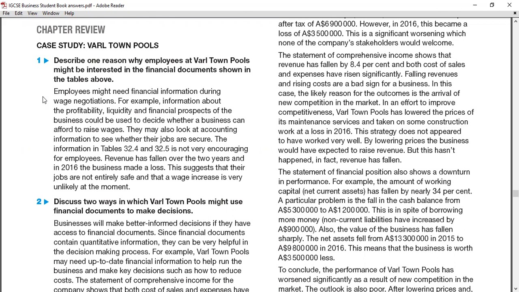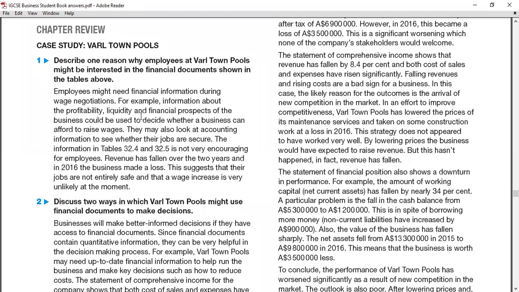Very good. So that's a way to explain a describe question. Sometimes this question can become an analyze question, analyze a reason. Now, like outline one reason. In this case, you can see the application and the knowledge part. First of all, they're mentioning why employees would like to see the financial document: for wage negotiation and to assess their job security. The two things: wage negotiation and job security.